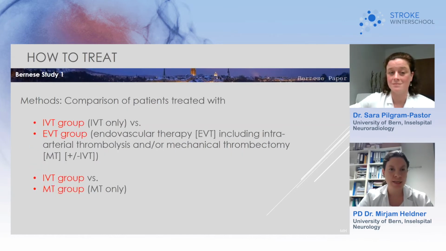We defined 3 therapy groups. The IVT group, in which only patients who were treated by IVT were included. Then we defined the mechanical thrombectomy group, and finally, the EVT group. In the EVT group, we included patients who were treated by endovascular therapy, including intraarterial thrombolysis and/or mechanical thrombectomy, plus or minus intravenous thrombolysis. We compared the IVT with the EVT group and the IVT group with the mechanical thrombectomy group.